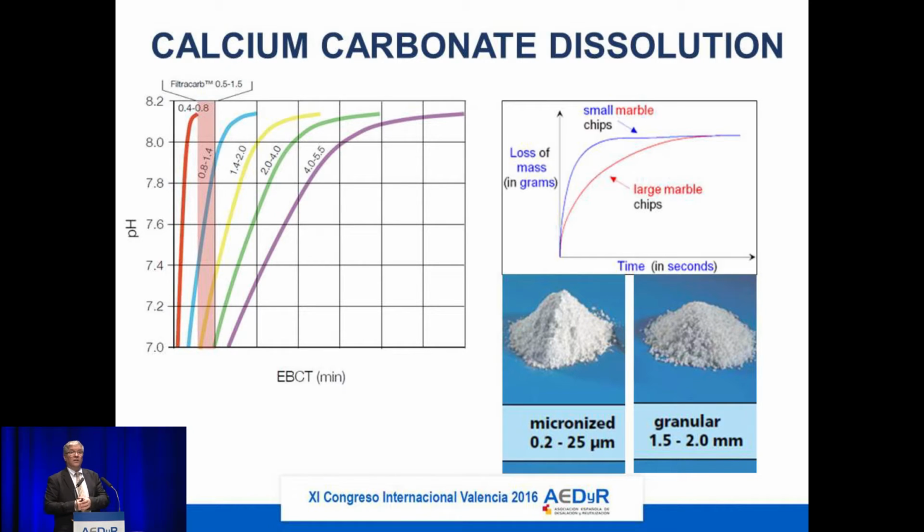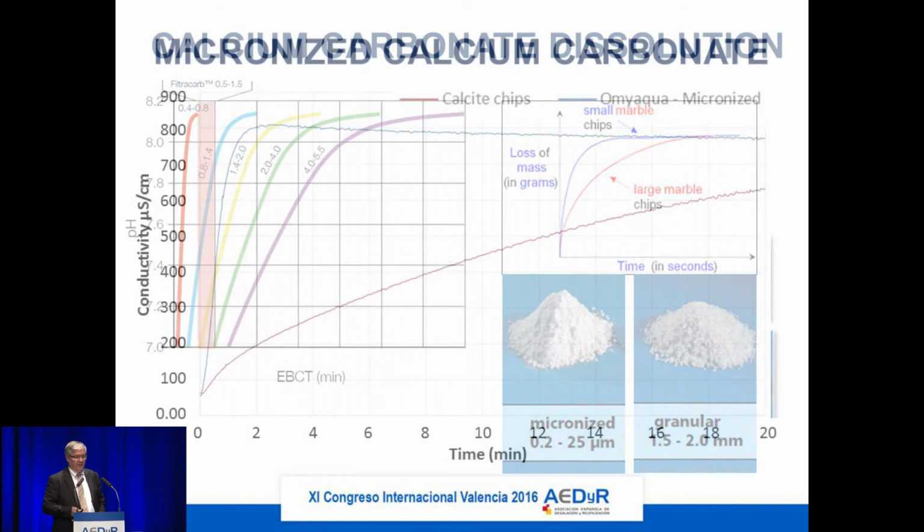Of course, there is a technical issue. If it becomes too small, then you cannot keep it in a reactor. You may have DP pressure issues. You cannot operate it in the same method as a typical calcite contactor. So this slide gives you an indication and shows that there is an inherent link between the size of the calcium carbonate particle and the dissolution rate, or the empty bed contact time in calcite contactors.